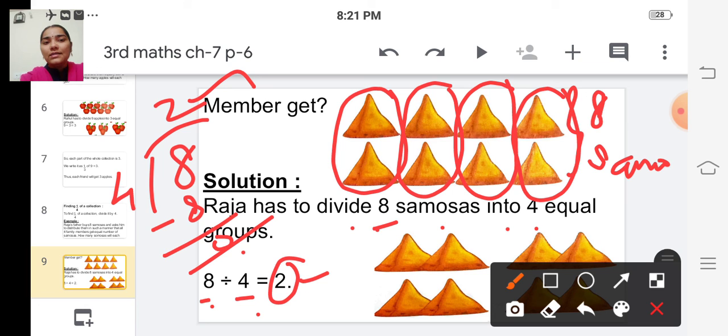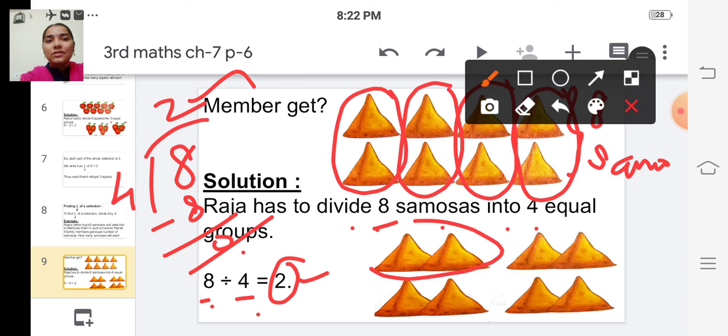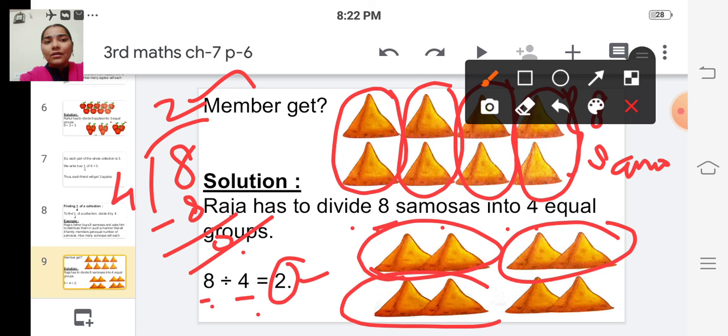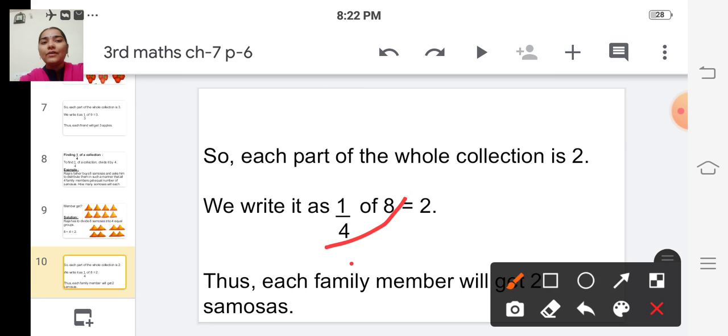How many samosas? 2 samosas. Okay. So look at the picture. This for one and this for the second person and this for the third person and this is for the fourth person. Okay. So each part of the whole collection is 2. So we write it as 1/4 of 8.